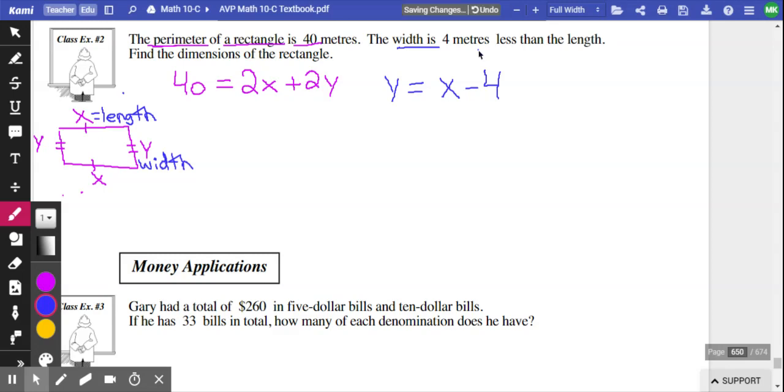That sentence people usually reverse. They usually end up building that as y minus 4 equals x, and they actually have their width and their length reversed, like backwards. If I chose a length, let's say my length is 10, 10 minus 4 would give me my width. My width would be 6, which is 4 less than the length. Right? That's how that works. So build it the way you read it.